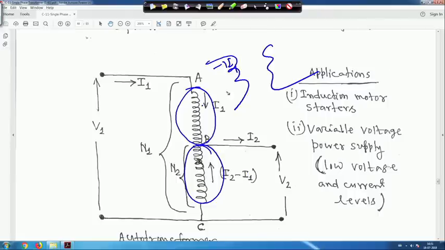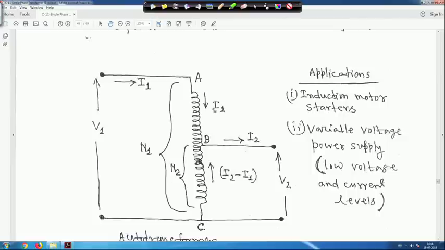That means this part is one winding and this part is another winding, like a two winding transformer, whatever we have studied so far, right. In that case, the current flowing through this is I 1, and suppose if load is connected, this is I 2. If you take it in this direction the current will be I 1 minus I 2, but I have taken in this direction, so it will be I 2 minus I 1, right.